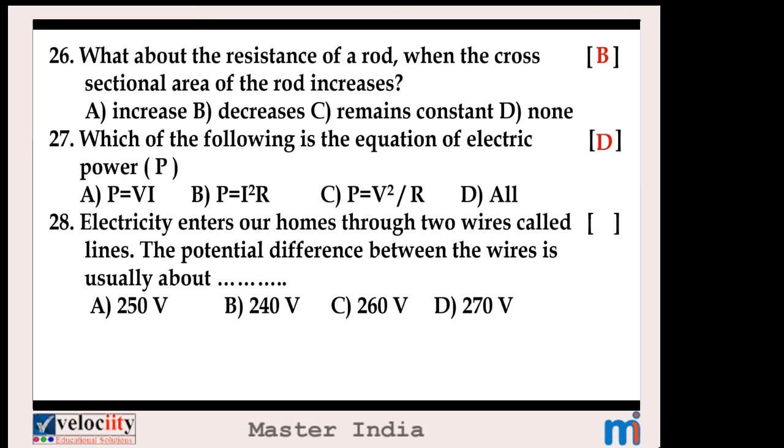28. Electricity enters our homes through two wires called lines. The potential difference between the wires is usually about dash. A. 250 volts, B. 240 volts, C. 260 volts, D. 270 volts. The correct answer is option B. 240 volts. The potential difference between the wires is usually about 240 volts.